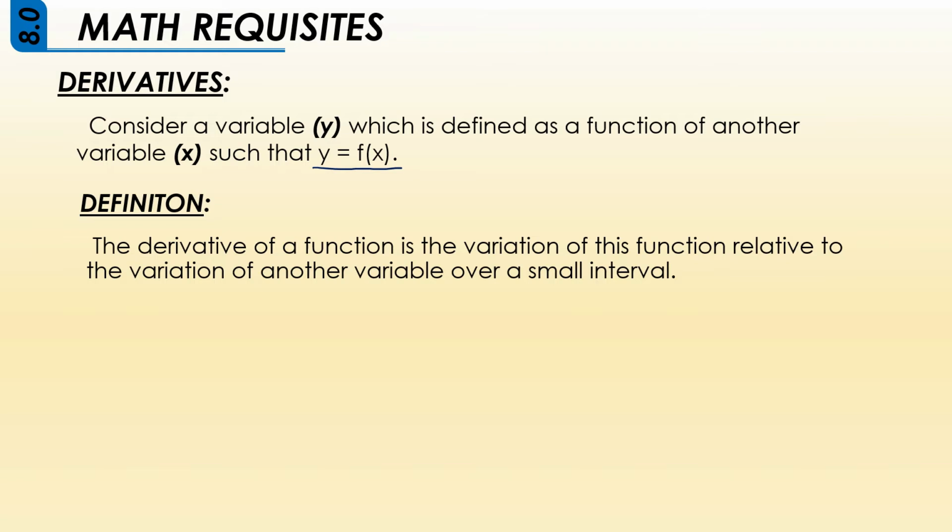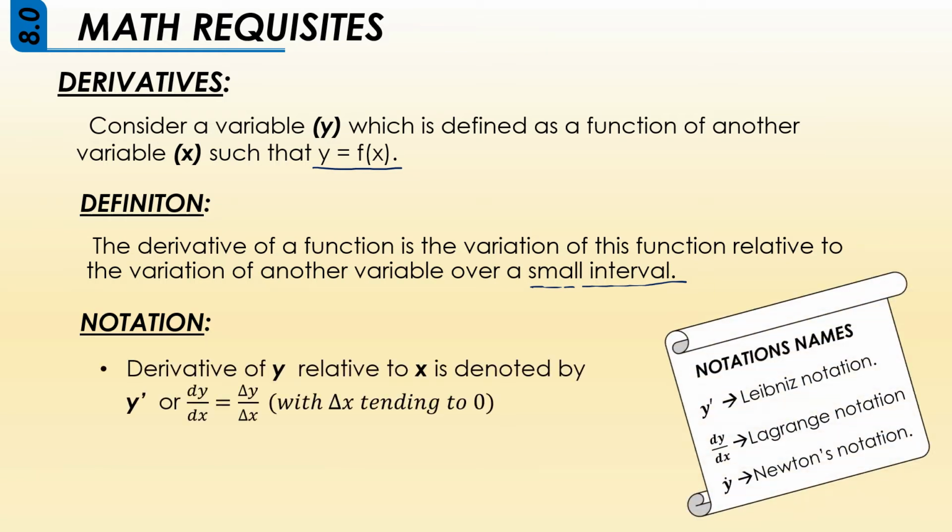It's written here, the variation of the function relative to the variation of another variable over a very small interval. Now, why over a very small interval? Simply, if you want to study the variation point by point, that's what we have to do. As for notation, if we want to write derivatives, we have different ways. We can use y prime as a derivative, or we can use, and this is my favorite, dy by dx, showing that we have variation of y with respect to x, which is nothing but delta y over delta x, the rise over run that we know from before.